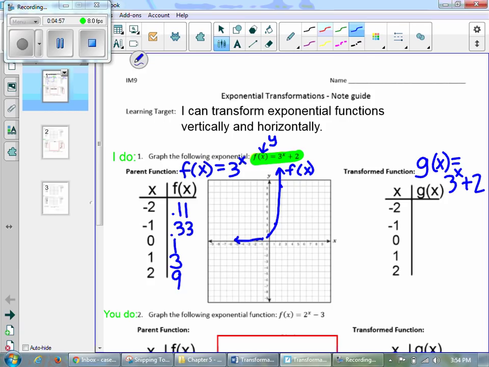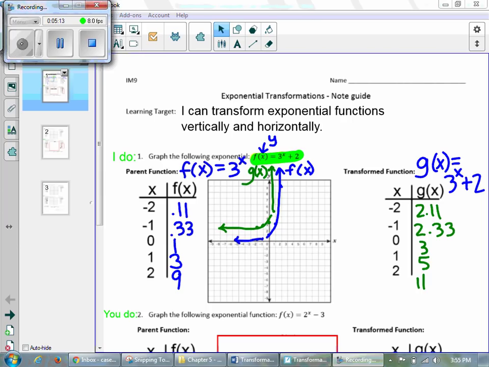Let's fill in the table exactly how we did by substituting your x values into your power and then adding 2. I'm going to pause the video and fill in the table and then create the graph. Okay, we're back. If you take a look, I filled in the table to the right for the transformed function, and then I created the graph in green, and I labeled it g of x. So then we knew what the original parent function was in blue and the new transformed function.